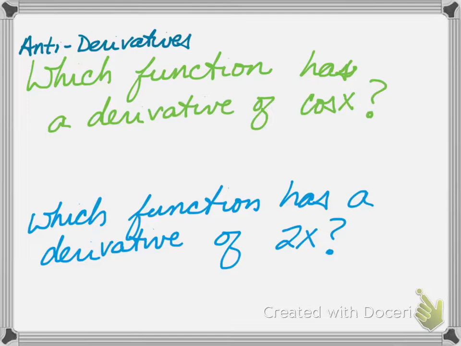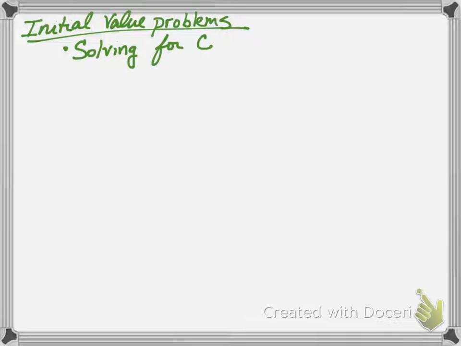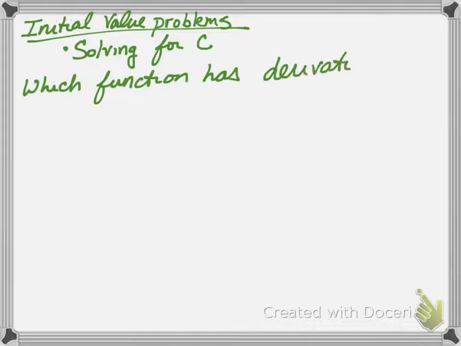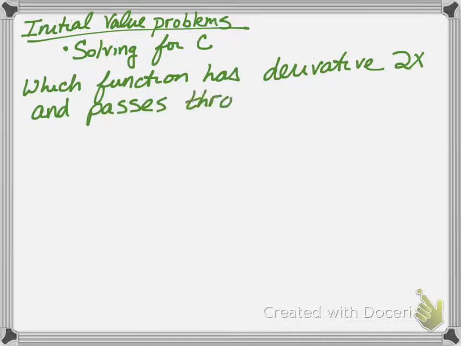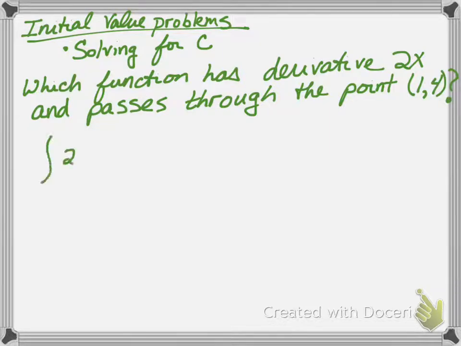So we've already looked at this page. The last thing that we're going to talk about is initial value problems, and this is where we're going to solve for that plus c, because sometimes we have a particular point that our function needs to pass through. So which function has a derivative of 2x, but also passes through the point 1, 4?